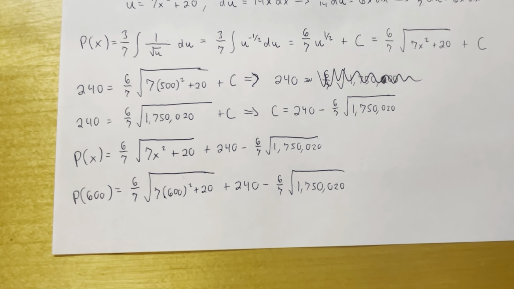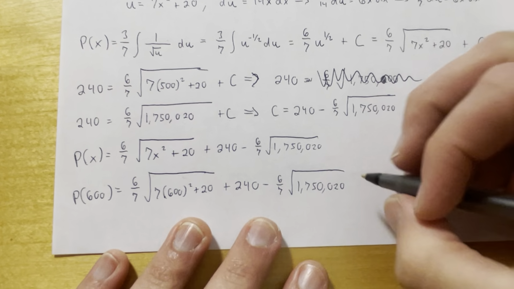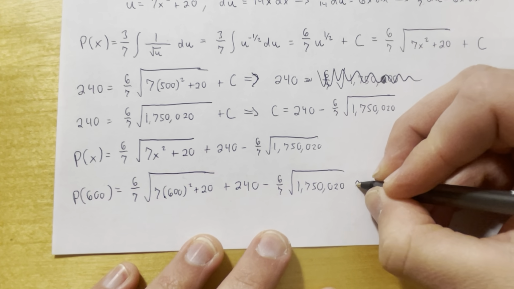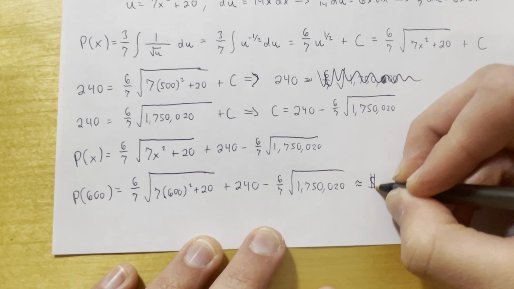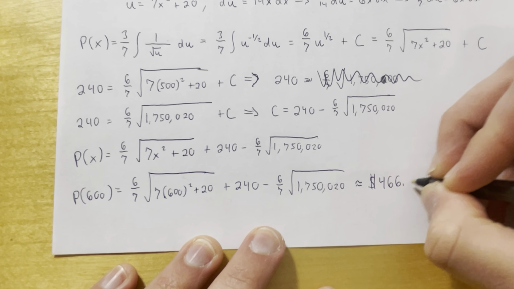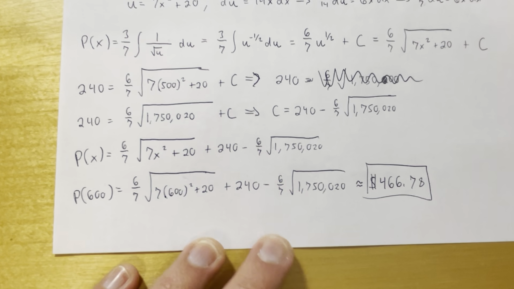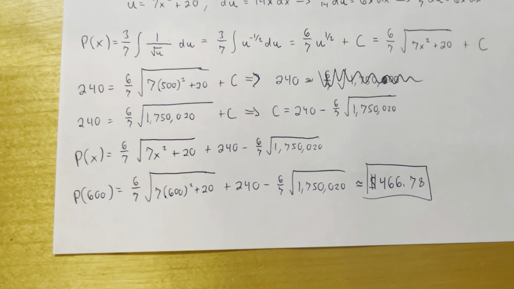You're going to get a nasty decimal, but remember, we're talking about dollars and cents here, so it makes the most sense, no pun intended, to round to the nearest cent. So I'm going to say that this is $466.78. I do have the answer, I just didn't have the work leading up to that. So this is how we would solve a problem like this.